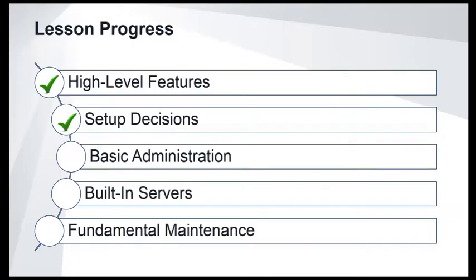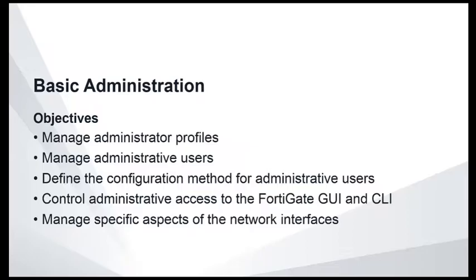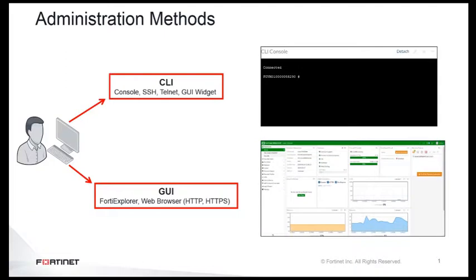Good job! You now understand how to perform the initial setup of FortiGate and why you might decide to use one configuration over another. Now you will learn about basic administration. After completing this lesson, you should be able to achieve the objective shown on this slide. By demonstrating competence in basic administration, you will be able to better manage administrative users and implement stronger security practices around administrative access. Most features are available on both the GUI and CLI, but there are a few exceptions.